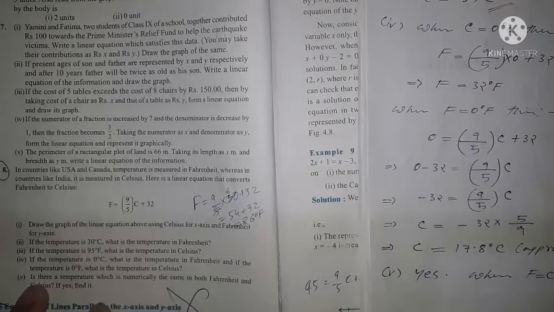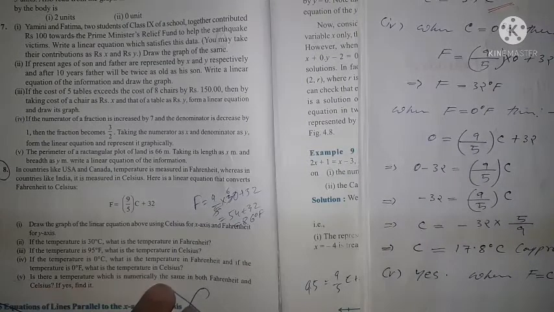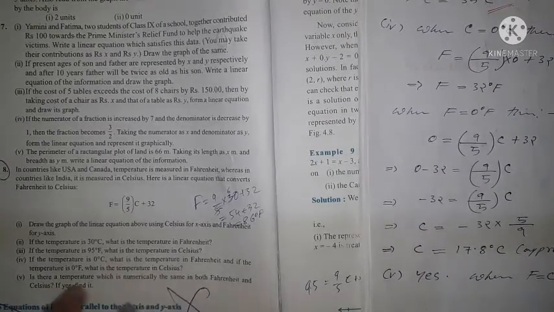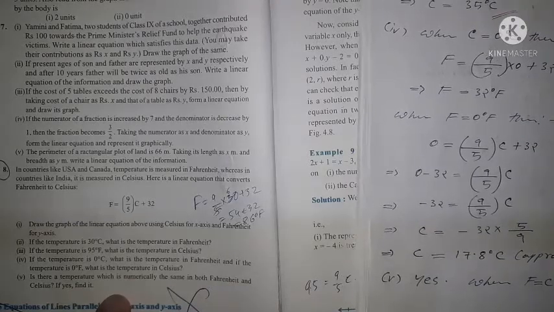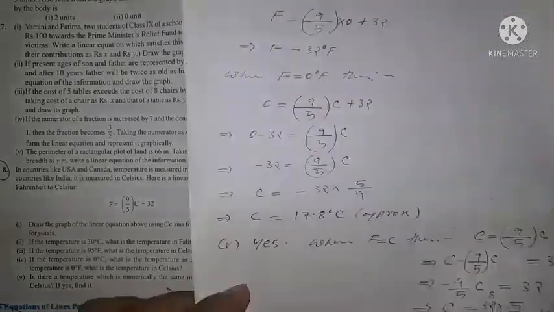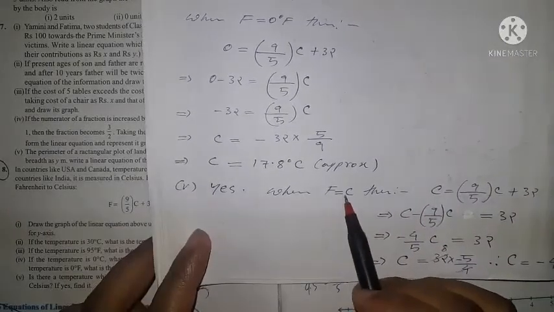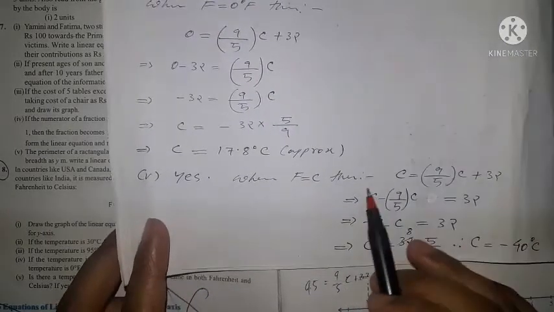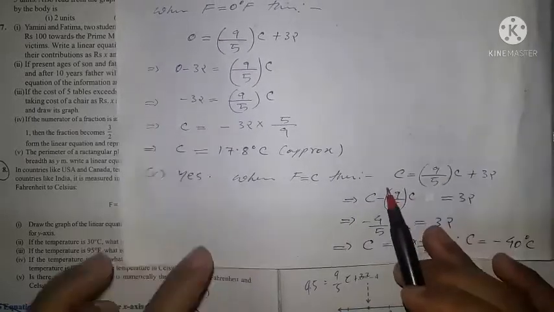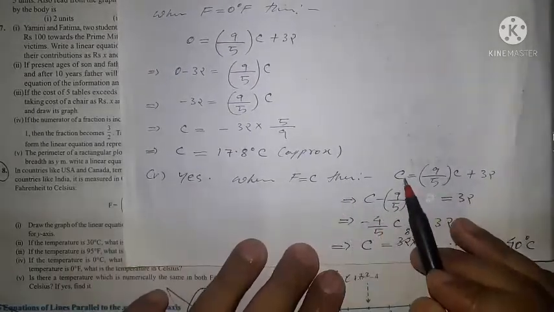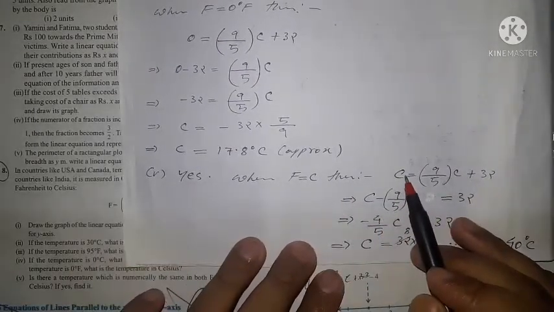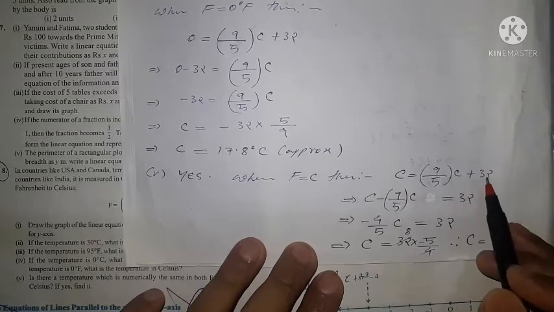And question number 5: is there a temperature which is numerically the same in both Fahrenheit and Celsius? If yes, find it. So the answer is yes. When F is equal to C, that means numerically Fahrenheit and Celsius are equal. Let's see what will happen. By the equation, in place of F we can put C. So C equals 9/5 C plus 32.